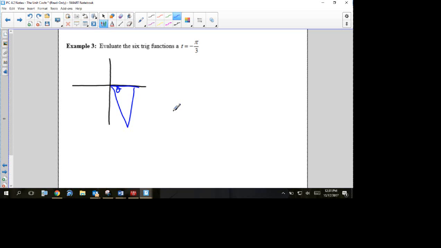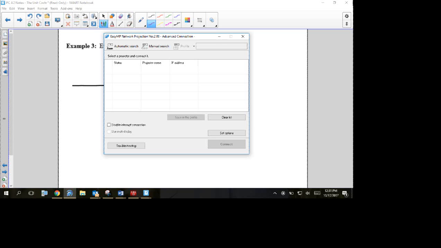Theta connects the x-axis to the radius. And that would be 60 degrees. The reference angle would be pi over 3. But in degrees, 60 degrees. I think about it in degrees, but if your question was what's the reference angle, you would say pi over 3. Why can't I say negative pi over 3? Because it's got to be positive. It's got to be between 0 and 90, or 0 and pi over 2. Okay? What do I do?